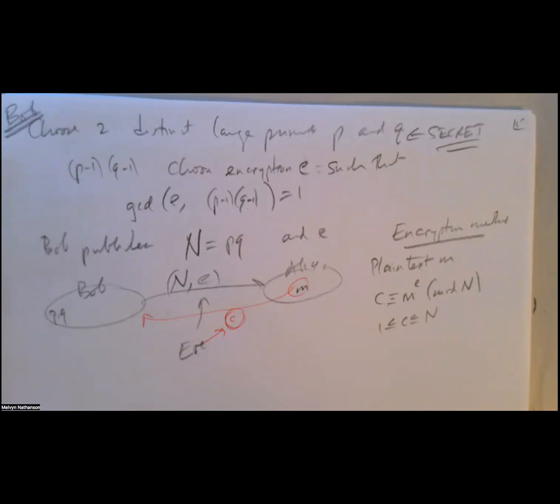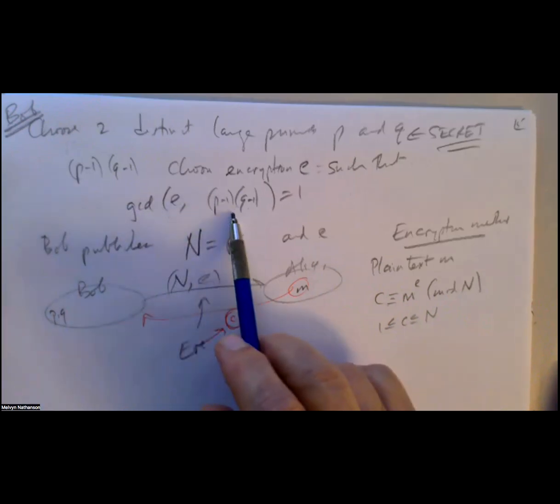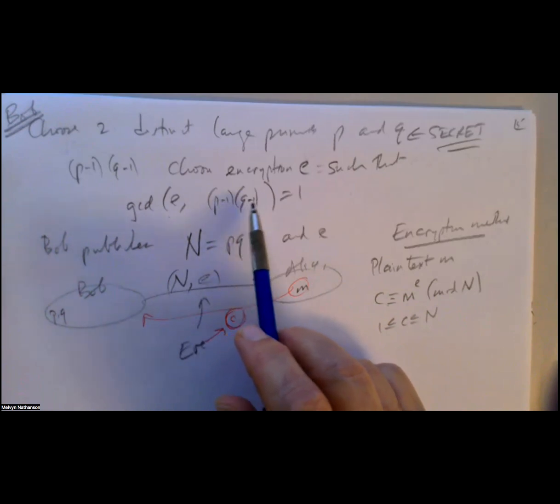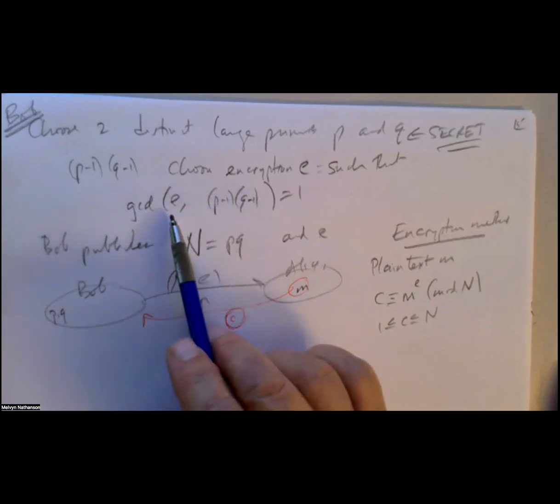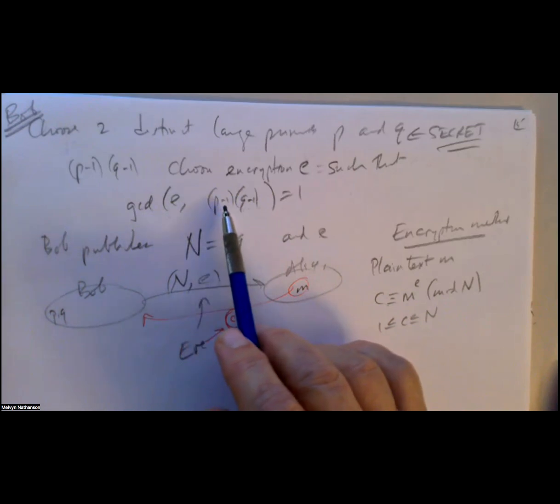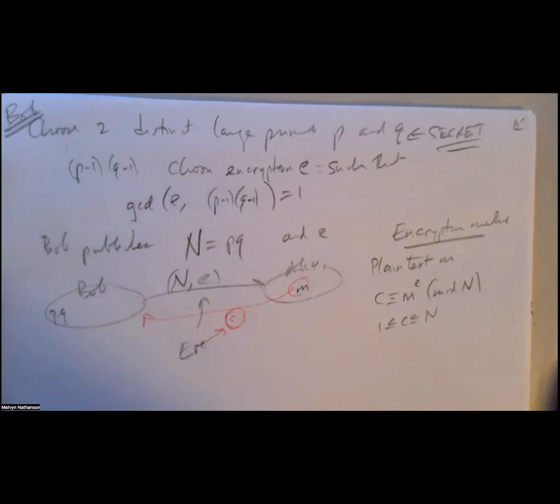Now, how does Bob take C and find M? Well, because E is relatively prime to (P minus 1)(Q minus 1), this means E is a unit in the ring of integers mod (P minus 1)(Q minus 1). So Bob, so this is the decryption method.